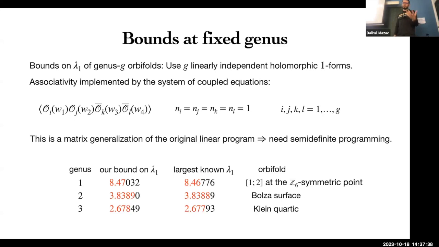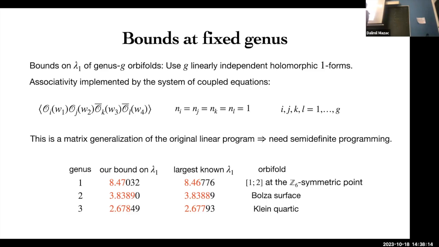Okay, then I promised to you at the beginning to prove some bounds at a fixed genus. So here's how we did it. We basically did the bootstrap for hyperbolic surfaces. At a fixed genus, the number of holomorphic 2 forms, I guess, in this case, is equal to the genus. And we can use all of these g linearly independent holomorphic forms in the bootstrap. And this is like a matrix generalization of the original linear program. You need semi-definite programming, and that's how you get these bounds at fixed genus.